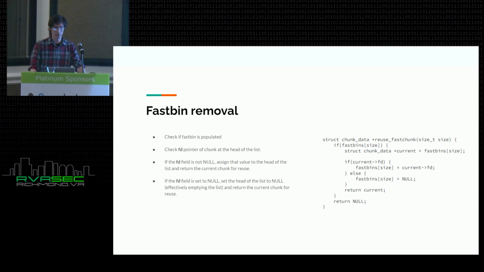If the forward field is set to null, set the head of the list to null, which will effectively empty the list, and return the current chunk for reuse.